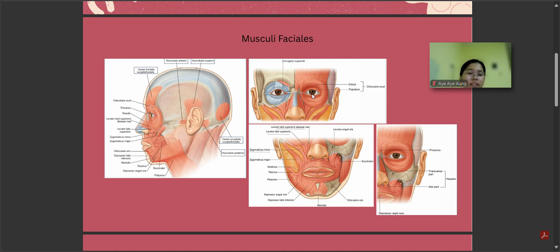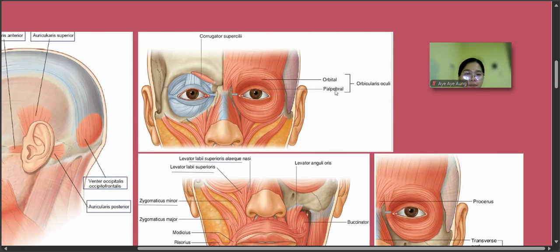These musculi faciales are unique because they insert directly into the skin, allowing us to express emotions like joy, anger, or surprise. Functionally, they are grouped into four categories: orbitalis, nasalis, oralis, and a miscellaneous group. So, the orbital group surrounds the eye. The most prominent muscle here is the orbicularis oculi, which enables blinking and squinting. It is essential not just for expression, but also for protecting the eye from debris and bright light.